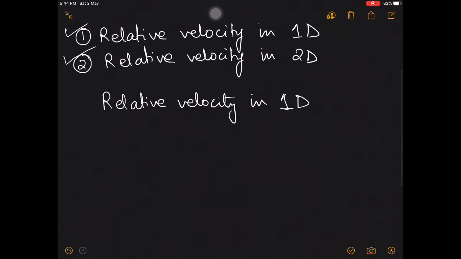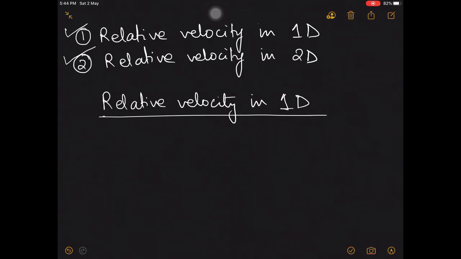First, let us discuss relative velocity in one dimension. You already know the meaning of one dimension. When a body moves along a straight line in any one direction, either along the x-axis, only along the y-axis, or only along the z-axis, then we call it one-dimensional motion.